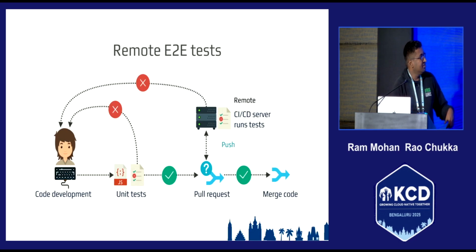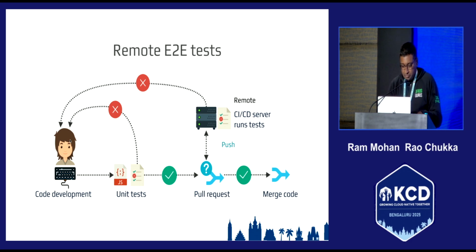So this is the depiction of what I said: the developer writes the code, writes some unit tests, raises a pull request, okay? Then the remote CI/CD server runs those tests. If something fails, this round trip continues. It's a lot of wastage of time, I would believe, rather than fixing them locally, okay?